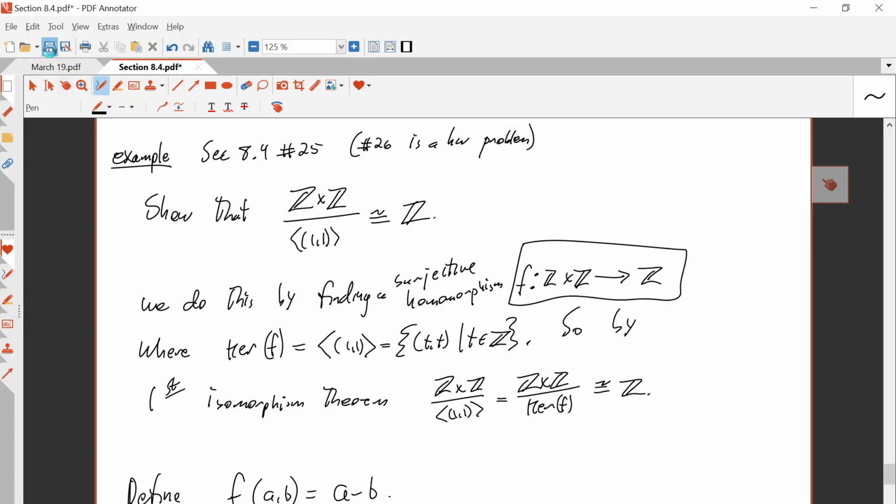Okay, so number 26 is very similar to that. You're going to be looking at Z cross Z mod the cyclic subgroup generated by (2, 2), and showing that's isomorphic to Z cross Z2. A little bit different, but similar. You're going to define F from Z cross Z to Z cross Z2 that's surjective, and then calculate the kernel.